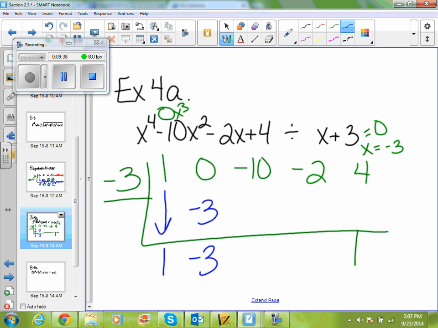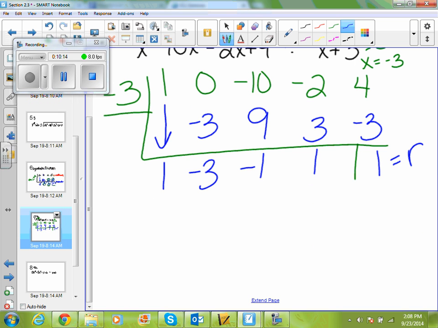And then negative 3 times negative 3 is a positive 9. Then we keep adding down and multiplying across. Negative 3 times negative 1 is a positive 3. Negative 3 times 1 is negative 3. And if we add, we get a remainder of 1, which is not ideal, but we did get a remainder of 1. We prefer to get remainders of 0.